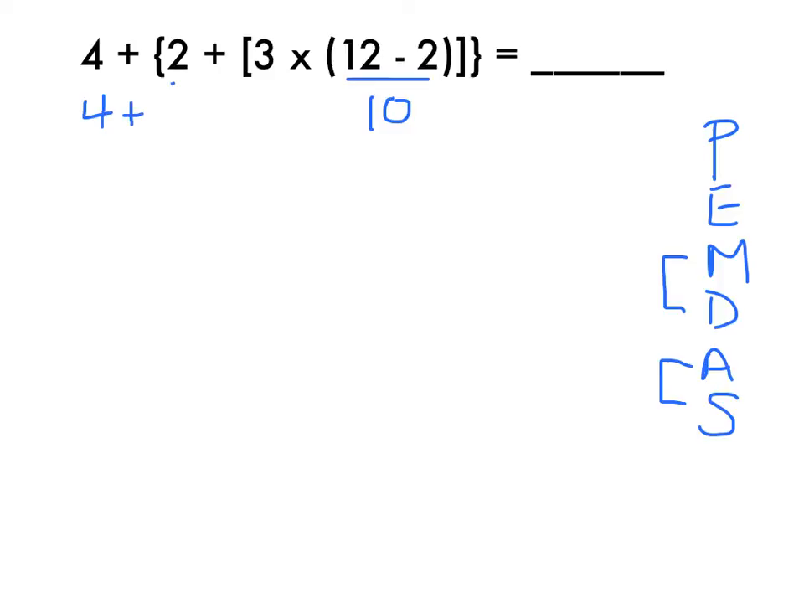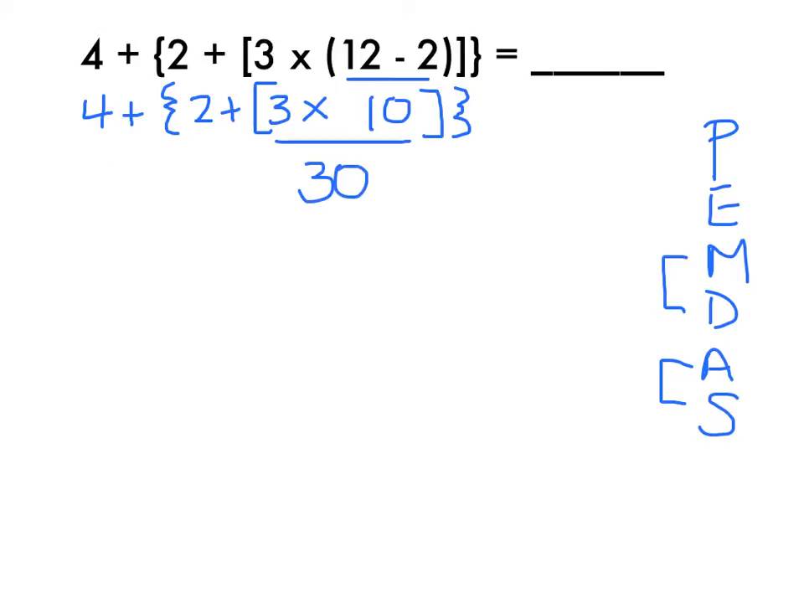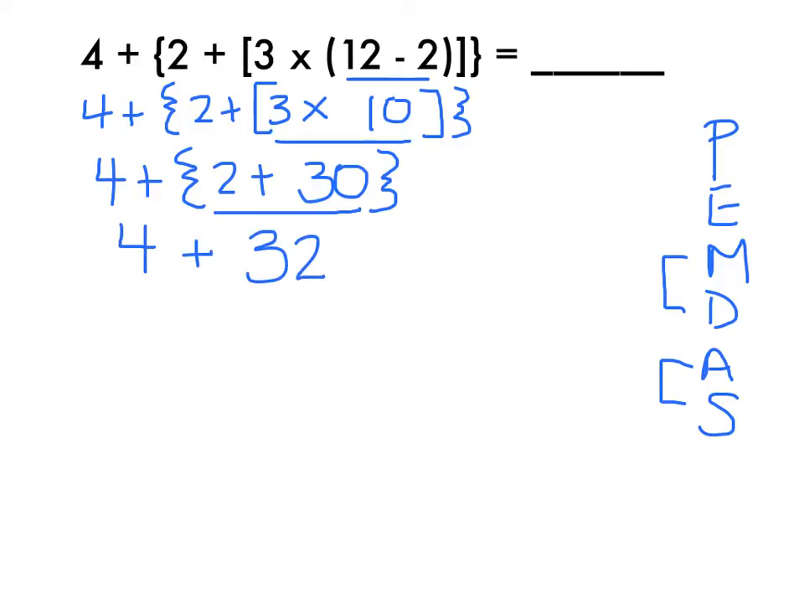So 4 plus braces, 2 plus bracket, 3 times end of bracket, end of braces, okay, because I solved 12 minus 2 and I don't need those parentheses anymore. Next up is in the brackets, so 3 times 10 is 30. So I'm going to write the problem 4 plus braces, 2 plus 30, end of braces. And lastly, I'm going to solve what's in the braces, 2 plus 30 is 32. And I'm going to copy the problem exactly as written.